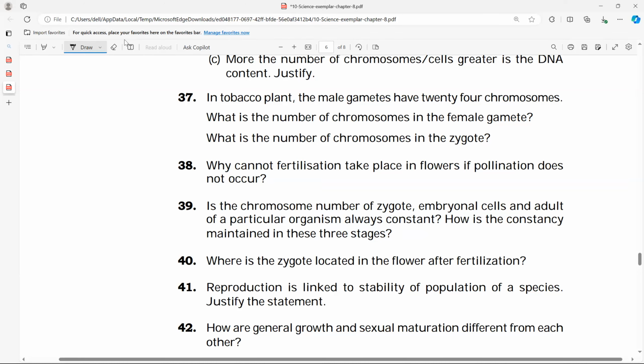The zygote is diploid in nature, na? When male and female gamete fuse together, they form zygote. So here in tobacco, if the male gamete is going to have 24, the female will also have 24, because male and female have the same number of chromosomes. When male 24 fuses with the female gamete, they give you zygote, and that is going to have 48.